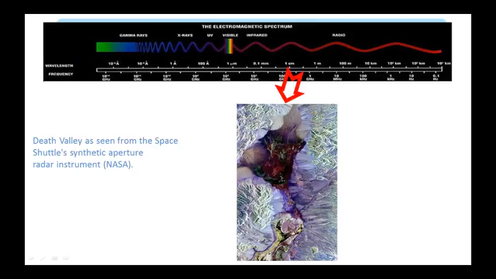After the IR band, we are now imaging in the microwave band. We see here an image of Death Valley as seen from the Space Shuttle's synthetic aperture radar instrument. SAR is usually implemented by mounting on a moving platform, such as an aircraft or spacecraft in this particular case, a single beam-forming antenna from which a target scene is repeatedly illuminated with pulses of radio waves at wavelengths anywhere from a meter down to millimeters.